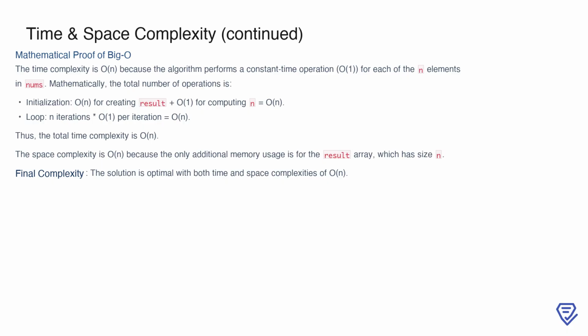During the iteration, the loop executes n iterations, and each iteration involves constant time operations like modulus calculation, assignment, and pointer updates. This results in O(n) for the loop. When summing up these contributions, the total time complexity is clearly O(n). For space complexity, the dominant term is the result array of size n, leading to O(n) space usage. No additional data structures of significant size are used.